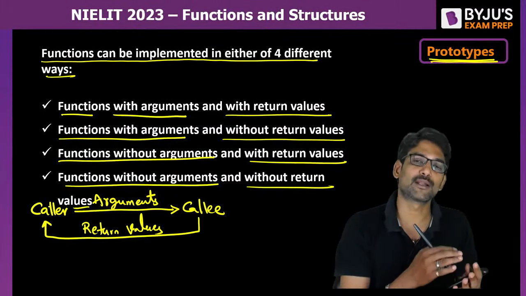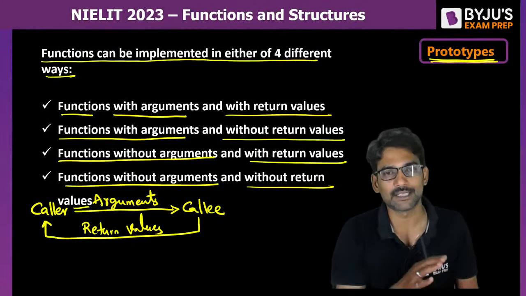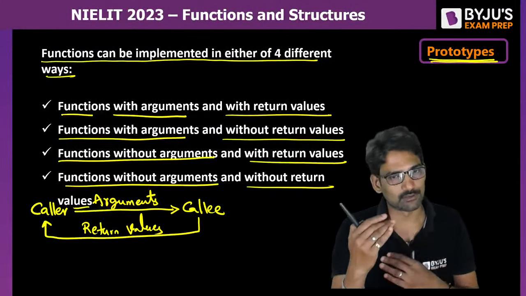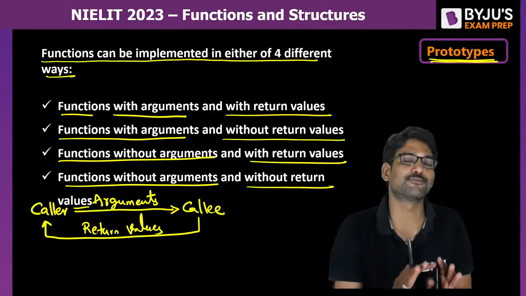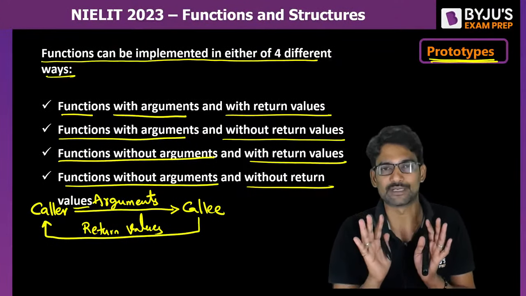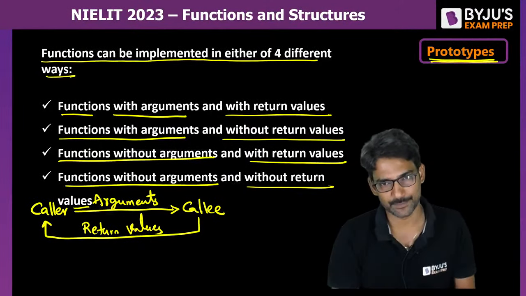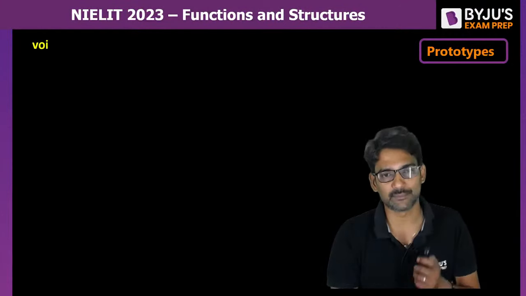Without return value means caller may supply argument, may not supply. Callee may return the value, may not return the value. So total we get 4 combinations. All the 4 are valid. You can use functions in all the 4 ways. These are what we call function prototypes. I'll give you a quick example here.